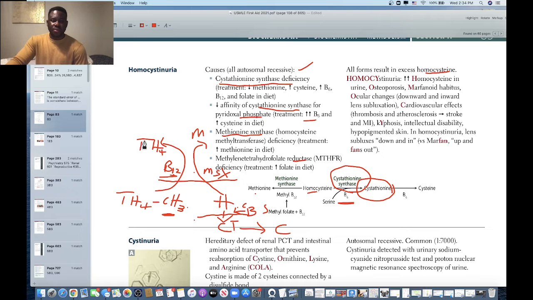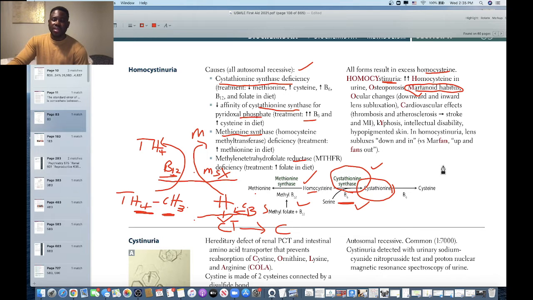So all the forms that we talked about, whether it's this, whether it's a B6 problem, whether it's a B12 problem, whether it's this problem or this one, result in accumulation of homocysteine. Homocysteine will accumulate, and there'll be increased homocysteine in the urine, and there'll be osteoporosis, there'll be Marfanoid habitus. So they look like Marfan syndrome.